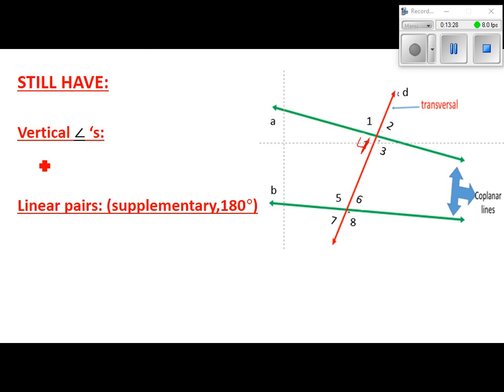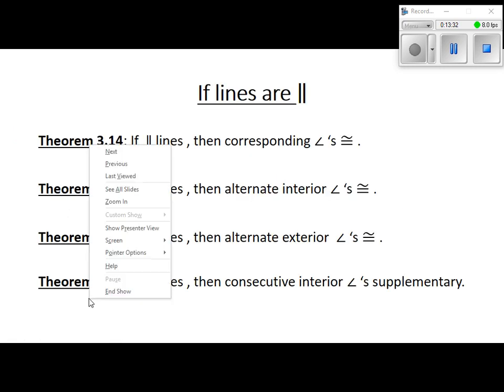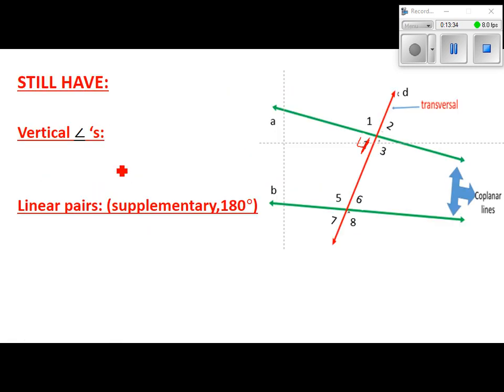Now we still have the vertical angles and the supplementary angles. So remember, we still have vertical angles, like angle 1 has to be congruent to angle 3 because they're vertical angles. Angle 5 has to be congruent to angle 8 because they're vertical angles. So on, so on. There are four different pairs of them there. I'm not going to list them all. You can figure them out.